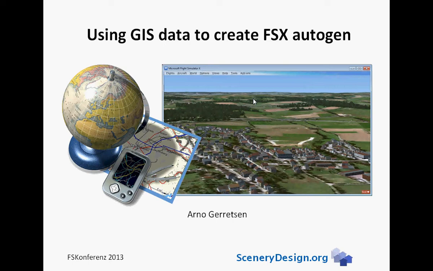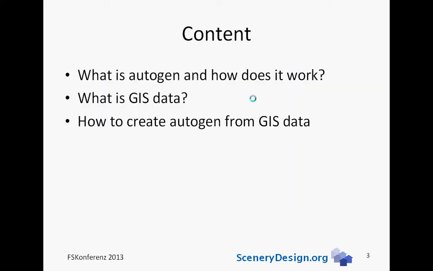So as the title already mentions, in this presentation I'm going to talk about how GIS data can be used to create Autogen for Flight Simulator. And don't worry if you don't know what GIS data is or what Autogen exactly is, because that's what I will cover first in this presentation. So I'll first explain what Autogen is and how it works, a bit from a developer point of view. Then I will talk about GIS data, what it is and what you can do with it. And in the last part of this presentation I will combine those two elements and show you how to use GIS data to create Autogen. So let's get started.